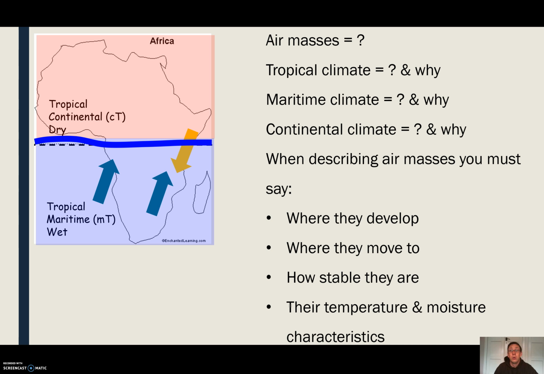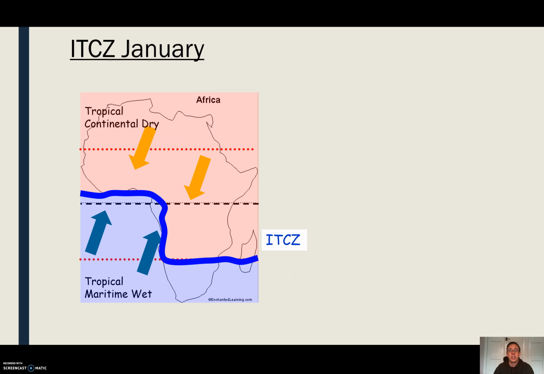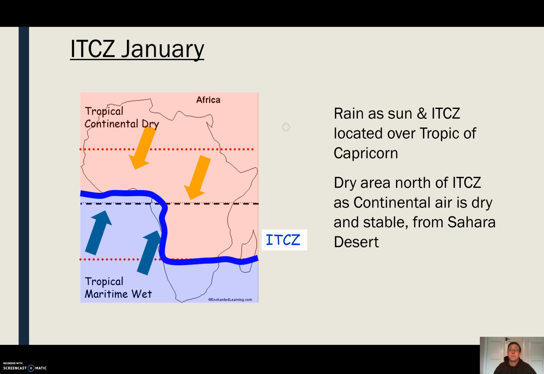Now, as we move through the year, so we start in January, this is what our ITCZ looks like. It is, more or less, as southerly as it's going to get. And we've got rain located over the thicker blue line that's on the diagram. So we've got a lot of rain, particularly over the Tropic of Capricorn. And everything north of the ITCZ is very, very dry.